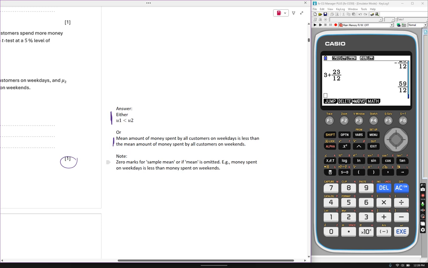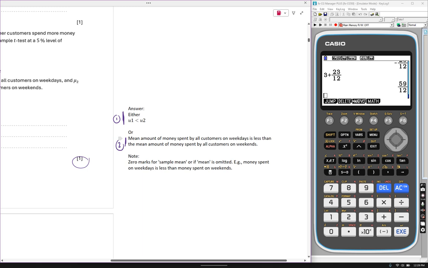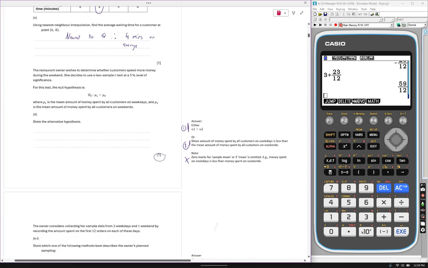Down here, again from the marking guide, you would get 0 marks for saying the sample mean, or if the mean is omitted. So for example, if your answer was money spent on weekdays is less than money spent on weekends, you would get 0 marks. You could either say this top line, which is probably the easiest to remember because then you don't have to stuff around with the wording, or you could say number 2. You cannot say this last one and get a mark for it. So just be careful of that.